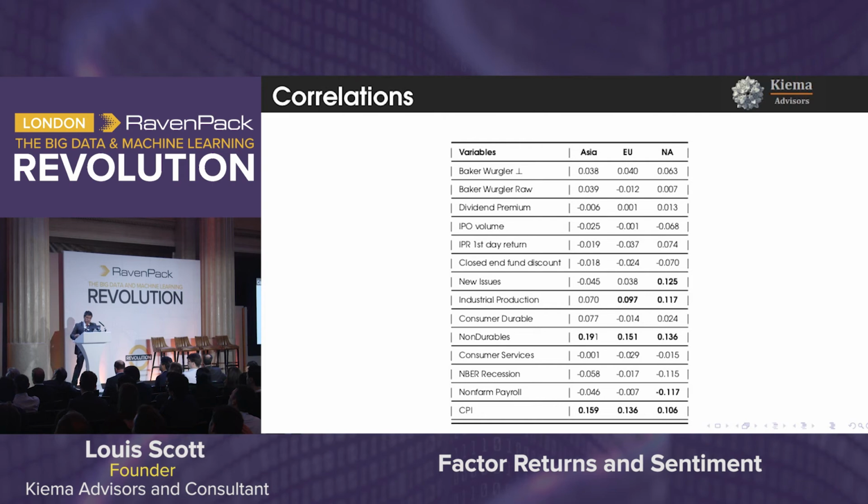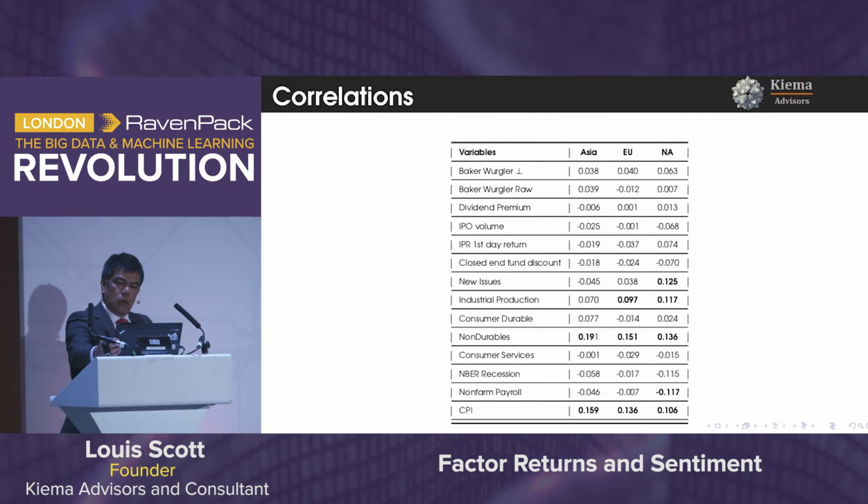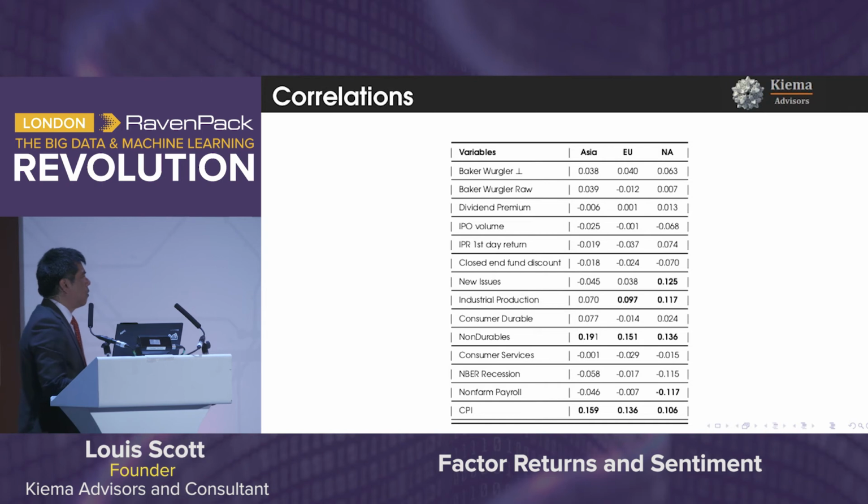Right. So is this thing actually business cycle driven or not? And so what I did is I downloaded from Professor Wigler's website his data, which comes in 2 forms. One is a raw form, which uses all of the signals that are beneath there, the dividend premium, the IPO volume, the first-day returns, closed-end fund discounts, and number of new issues. And when you combine all of those, you get the raw measure. When you orthogonalize that to macro variables, you get the first measure.